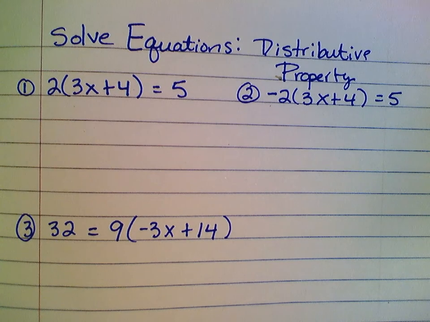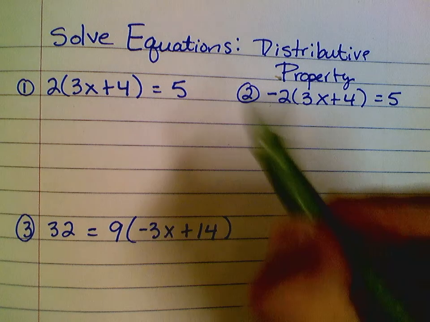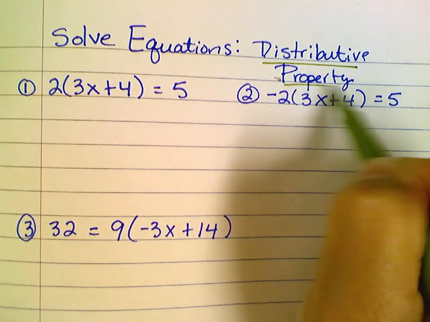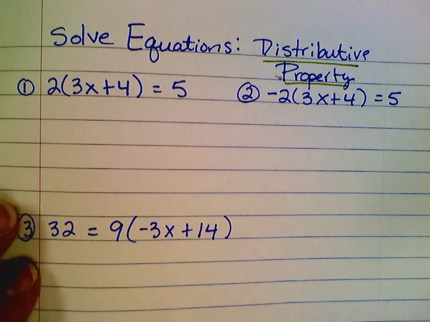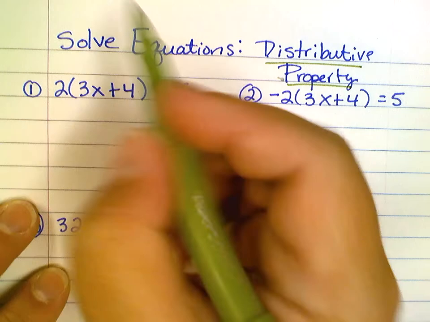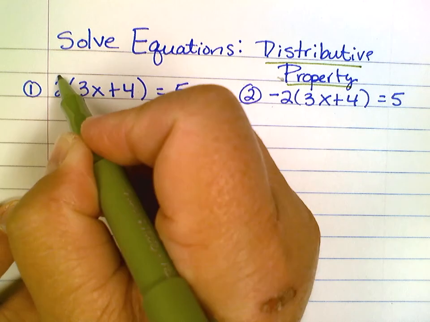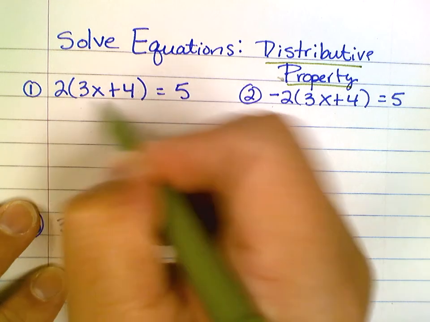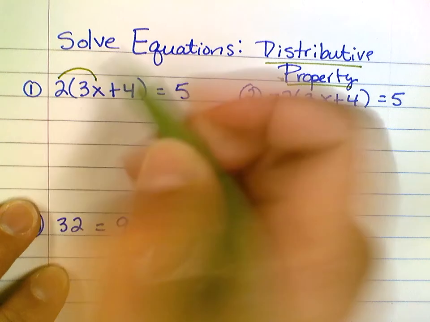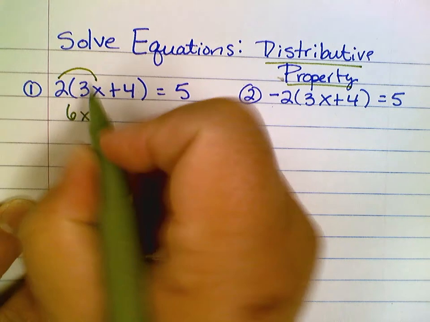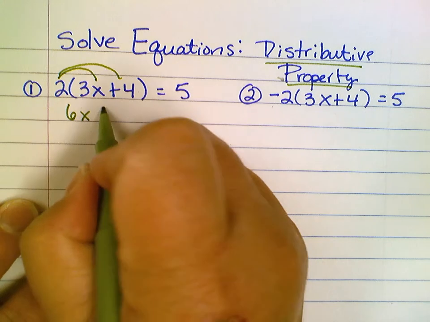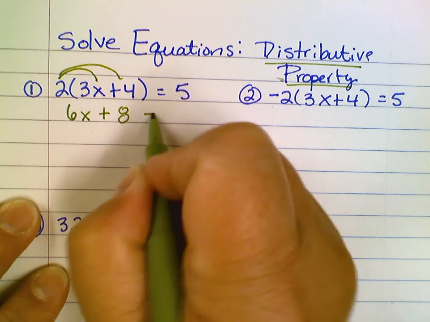All right, so today we're going to solve some multi-step equations. One of the things we're going to see is solving equations using the distributive property. So hopefully you remember from a previous lesson how we distribute. We multiply this 2 by everything in parentheses. So 2 times 3x is 6x. 2 times the 4 is 8.